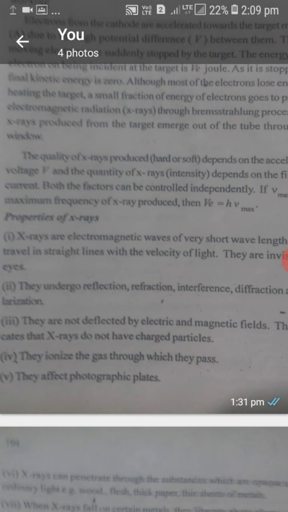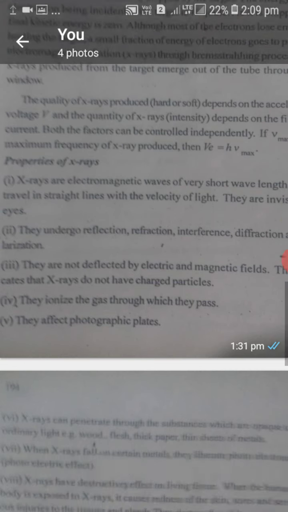X-rays are electromagnetic waves of very short wavelength. They travel in a straight line with the velocity of light. They are invisible to the eyes, we cannot see the X-rays. They undergo reflection, refraction, interference, diffraction and polarization. They are not deflected by electric and magnetic fields. This indicates that X-rays are not charged particles. They ionize the gas through which they pass. They affect the photographic plate.